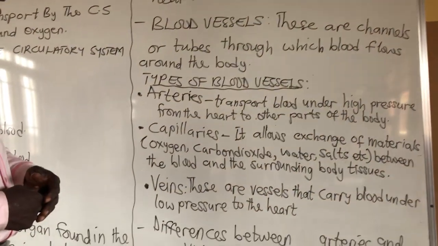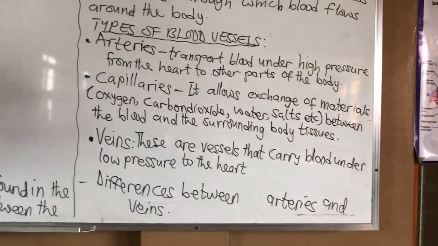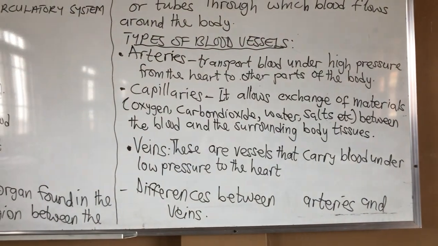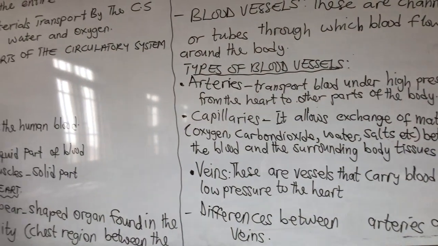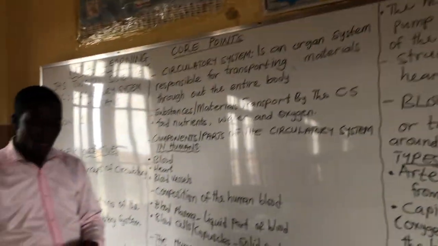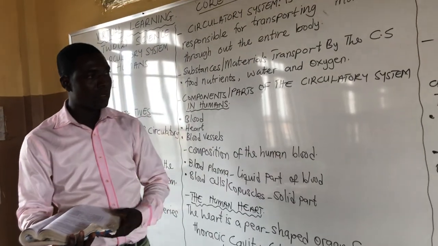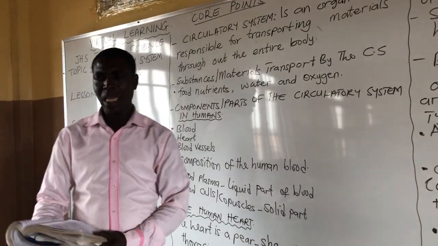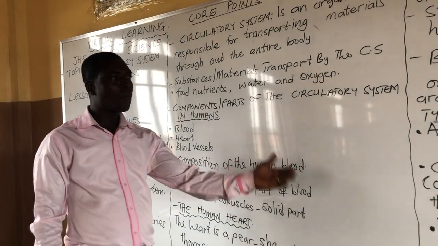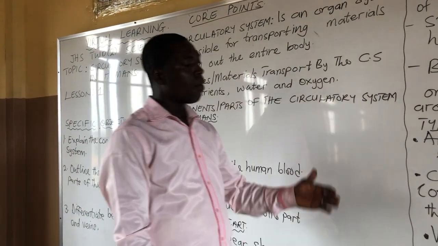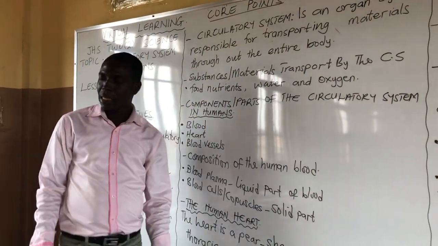Now let's look at the differences between arteries and veins. Now, for the arteries, it transports blood away from the heart, as you already know. It transports blood away from the heart to all parts of the body, and the veins transport blood from all parts of the body to the heart.